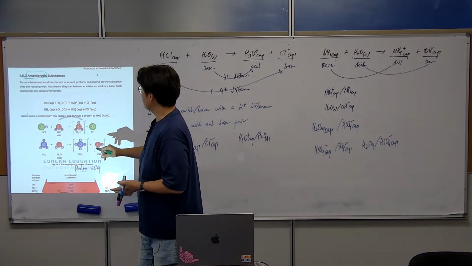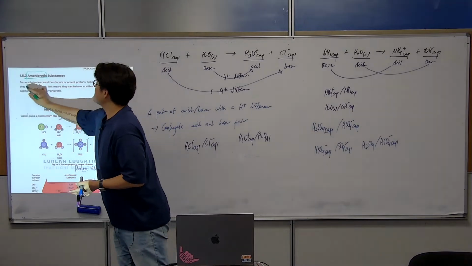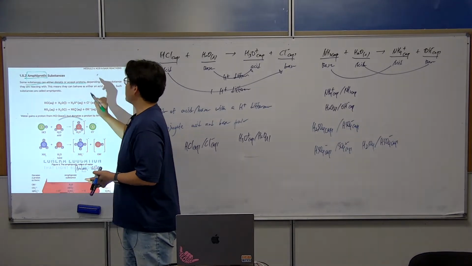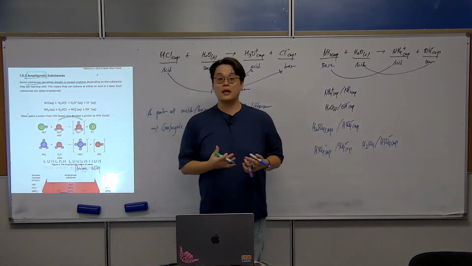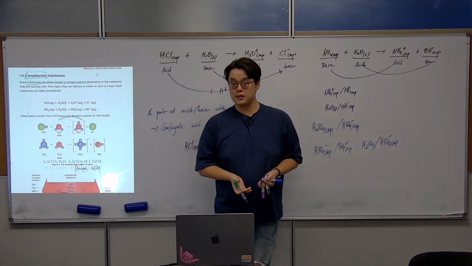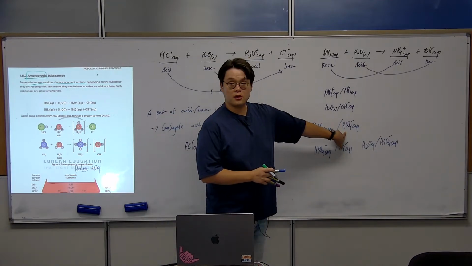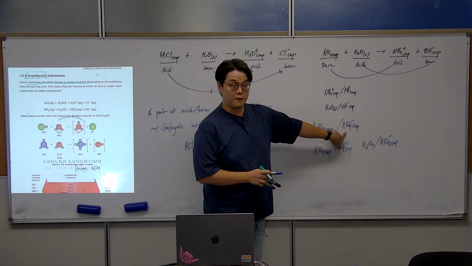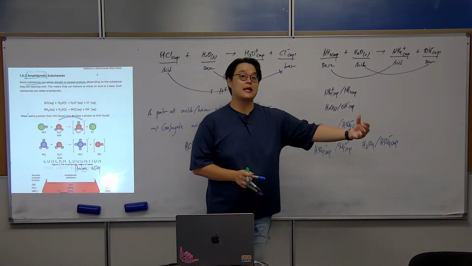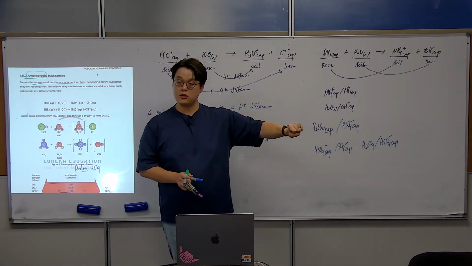So amphiprotic means this. Do we have a definition given here? Okay, a substance that can either donate or accept protons is known as an amphiprotic substance. For example, HSO4 minus, hydrogen sulfate, is known as amphiprotic because it can accept and it can donate a hydrogen ion.